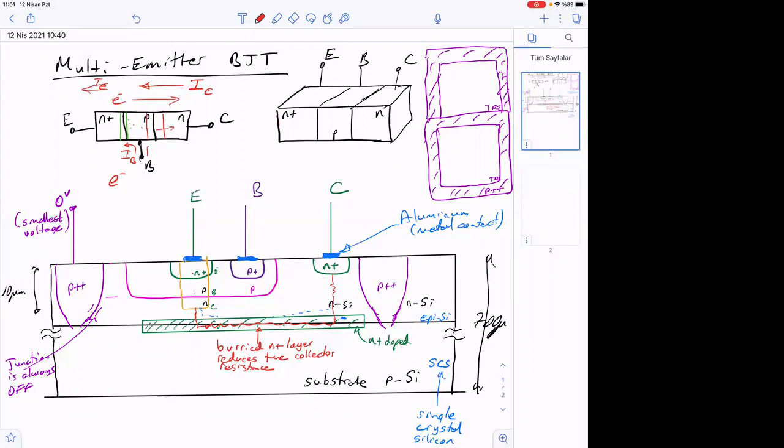From the base to here, there is already resistance, so this is going to be R base. This resistance that you see here all the way is going to be R collector. Is that clear? This is how we implement it.